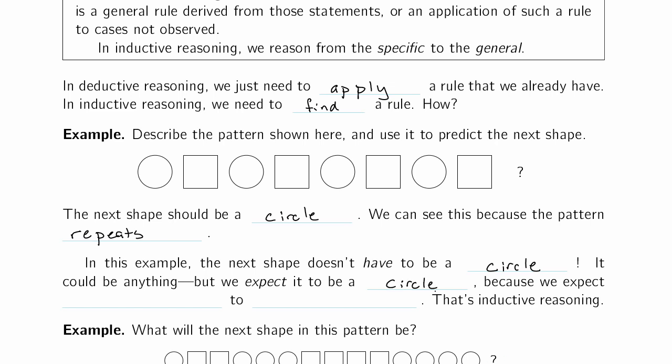And why do we expect it to be a circle? Because we expect patterns to continue. That's inductive reasoning. We expect patterns to continue, and the more of the pattern we can see, the more likely we think it will be to continue.